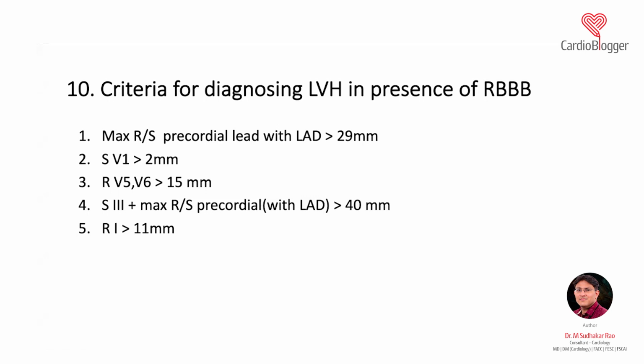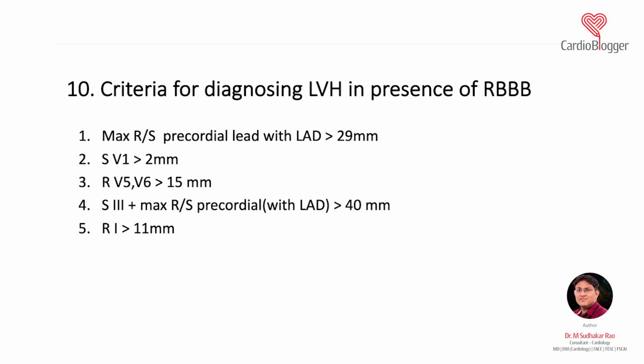Or S in lead V1 is more than 2 millimeter. Normally, I told you in presence of RBBB, the S will never be more than 2 millimeter. It will always be less than 2 millimeter. However, if you have an S which is more than 2 mm in lead V1, you should always consider thinking of LVH in presence of RBBB. Or a R in V5 or V6. Normally in LBBB, you have a R in V5 which is heightened.